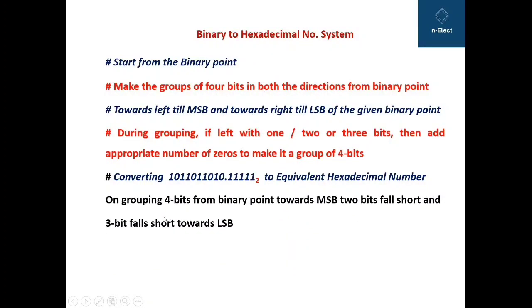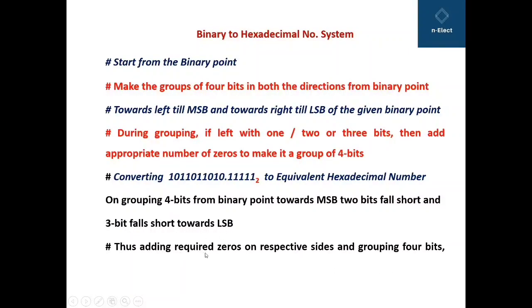So on grouping 4 bits from the binary point towards the MSB, 2 bits fall short, and 3 bits fall short towards the LSB. Therefore, adding the required zeros on the respective sides and grouping 4 bits, we get this situation: 0101, 1011, and 01 was there. We have added these 2 zeros on this side so that the group of 4 bits can be made. Similarly on this side, 1111 was the first group. For the second group, only a single one was there, so we add 3 zeros here, right?